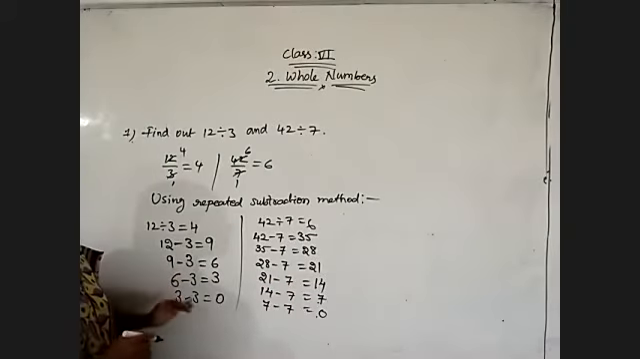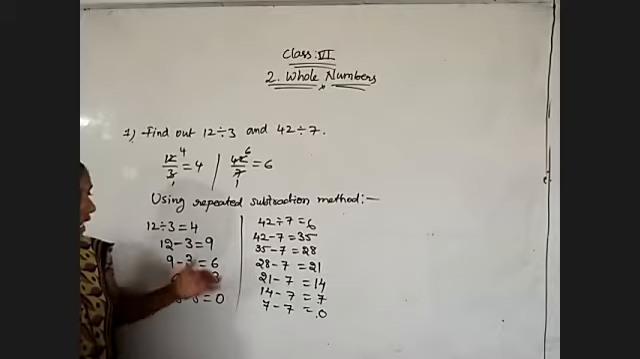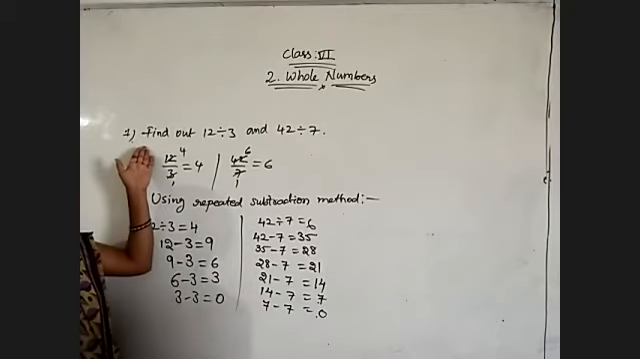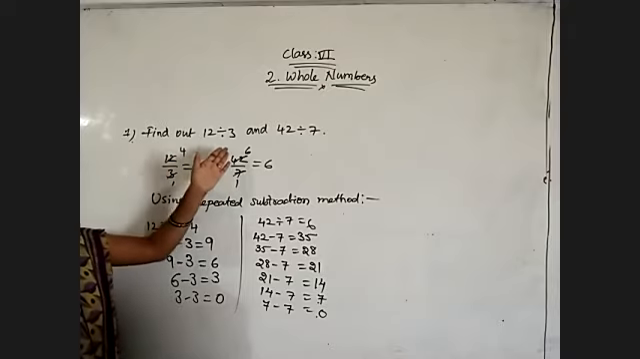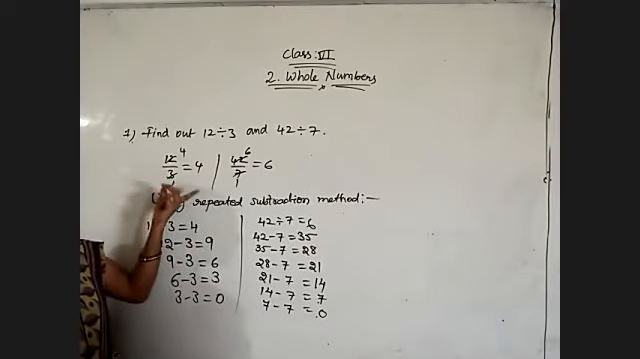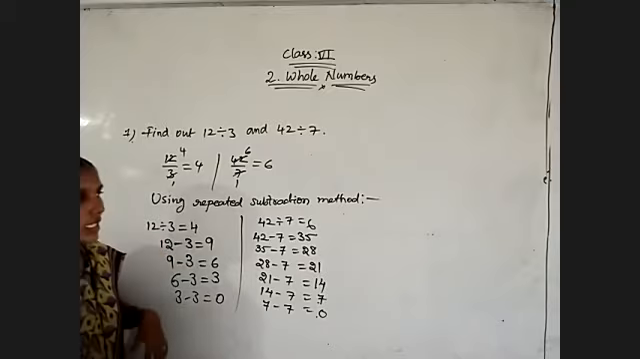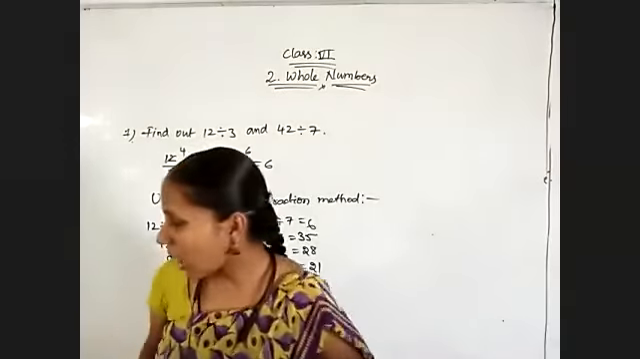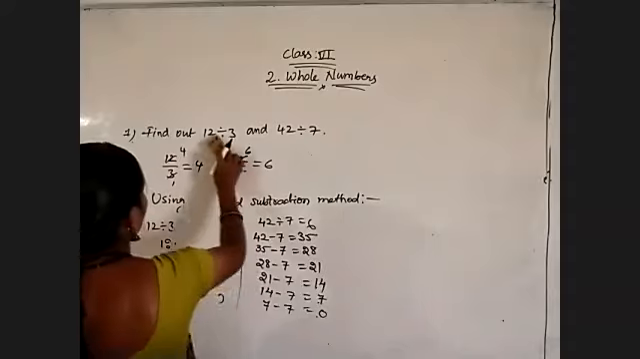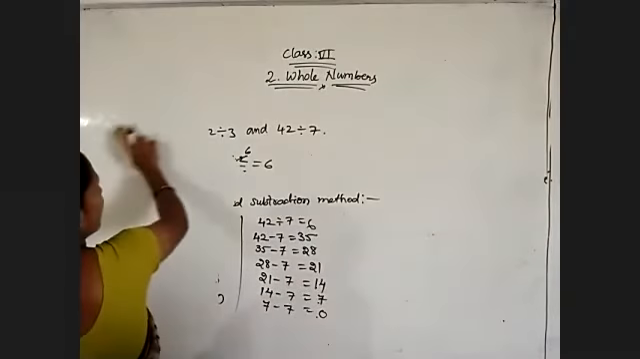Like this, we need to use the repeated subtraction method if they ask us to use it. If they give the question directly like this, find out 12 divided by 3 and 42 divided by 7, directly do the cancellation and note down the answer. So this is the way to simplify. Now, what are the values of 6 divided by 0 and 9 divided by 0?